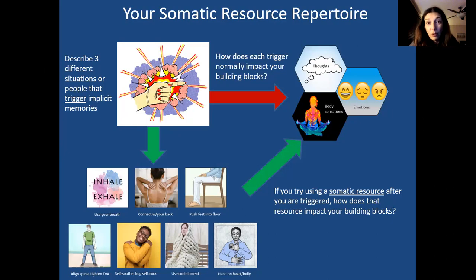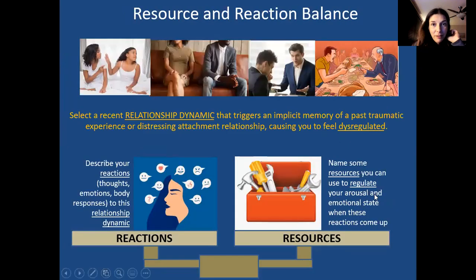So if I did one or more of those when I was triggered, how does that then impact my building blocks? Right? So it should have some kind of an effect, and you could try different ones and see which ones are more effective for you. Okay. So this is giving you some power to cope with it now and to change the automatic response that was happening before when your implicit memories were triggered. Okay. All right. So resource and reaction balance.